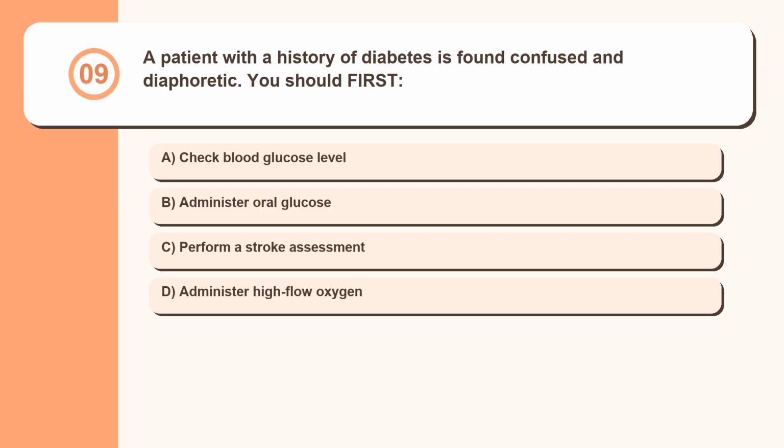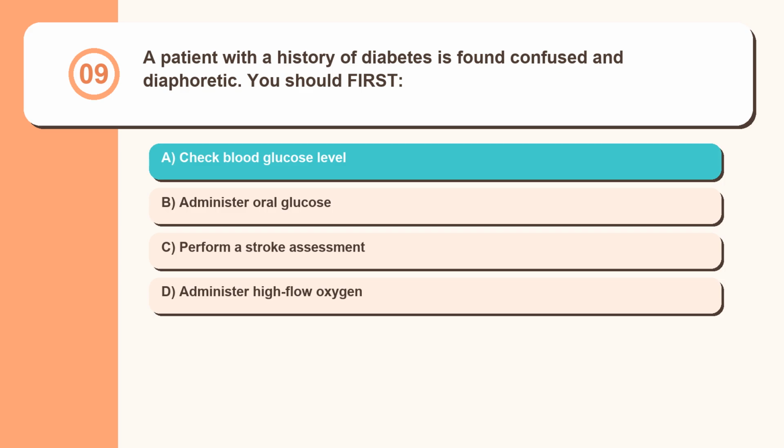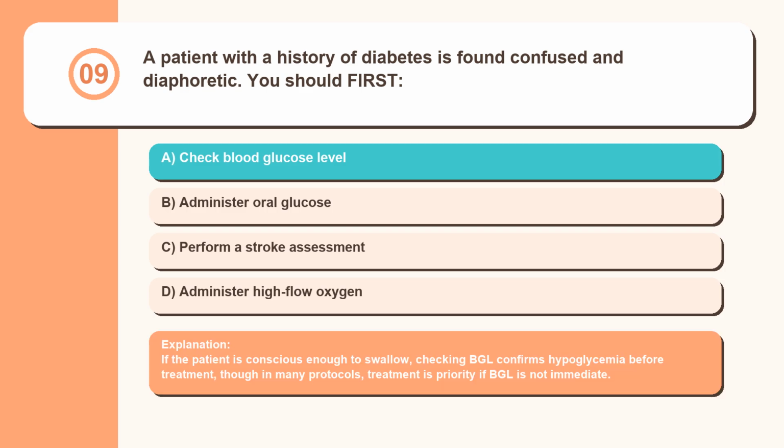Question 9. A patient with a history of diabetes is found confused and diaphoretic. You should first check blood glucose level, administer oral glucose, perform a stroke assessment, administer high-flow oxygen. If the patient is conscious enough to swallow, checking BGL confirms hypoglycemia before treatment, though in many protocols, treatment is priority if BGL is not immediate.